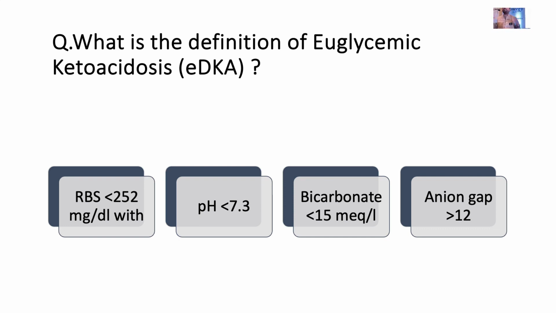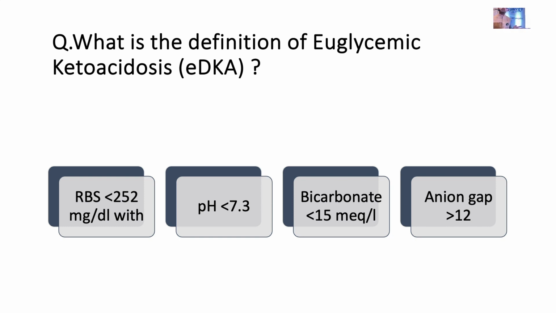By definition, the random blood sugar is less than 252, the pH is less than 7.3, and you have metabolic acidosis with bicarbonate less than 15. But the important parameter, which you'll see me use frequently in the rest of the talk, is the anion gap. The anion gap is more than 12. So what is the anion gap?